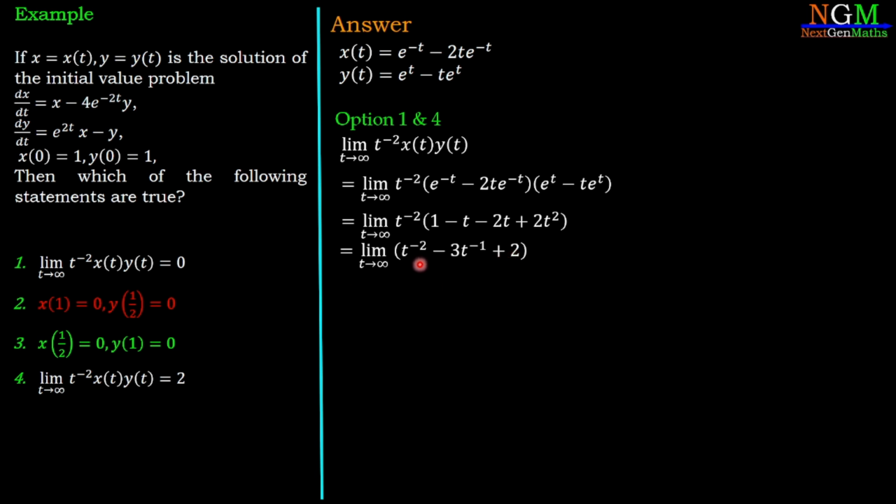Now t tending to infinity, 1 upon t square will be 0 and 3 into 1 upon t will also be 0. So we have remaining part 2, which is option number 4. So option number 4 is the correct answer. Option number 1 is the wrong answer.